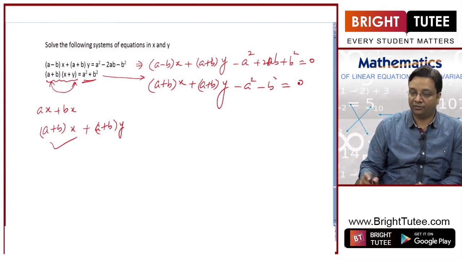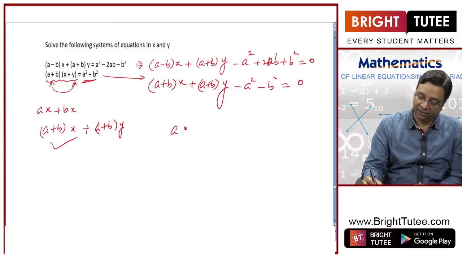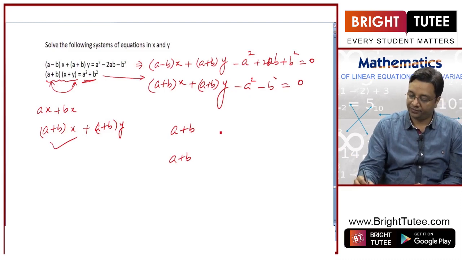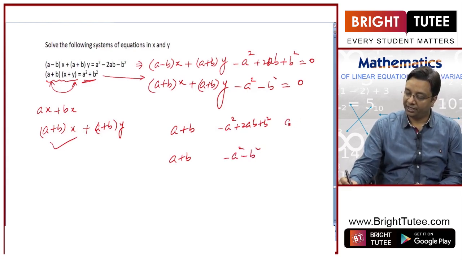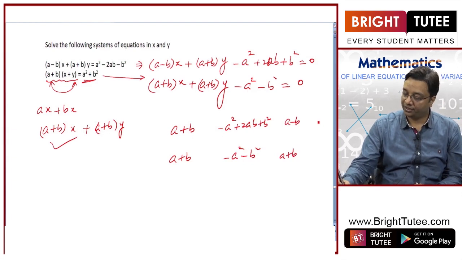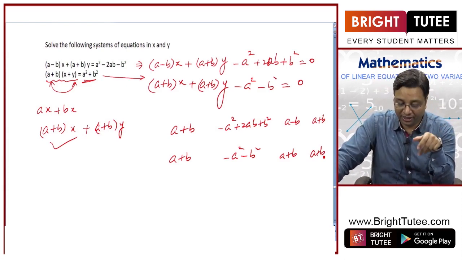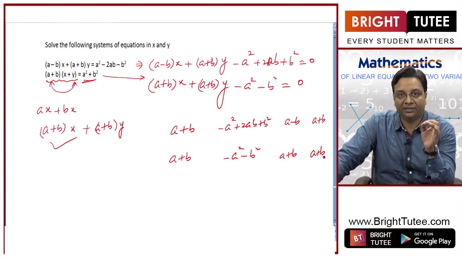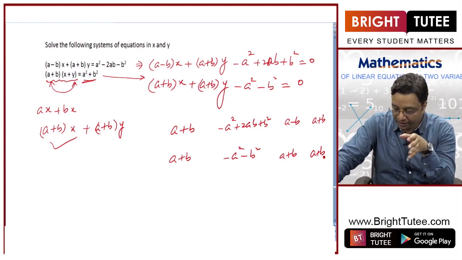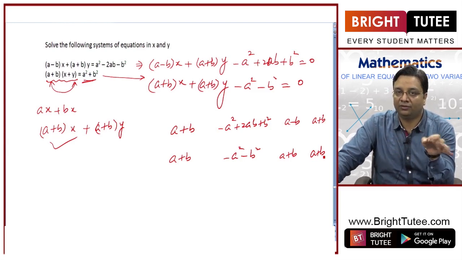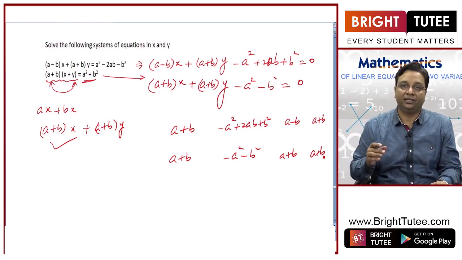Once you have written it in standard form, you just write the coefficients: a minus b, a plus b, minus a square plus 2ab plus b square, and a plus b, a plus b, minus a square minus b square. I will suggest my students not to be overwhelmed by looking at these equations, right. These may look difficult to you, but if you know the basics, you just follow the standard procedure and you will see that it is very simple to solve these equations, which might look a little difficult. Okay.